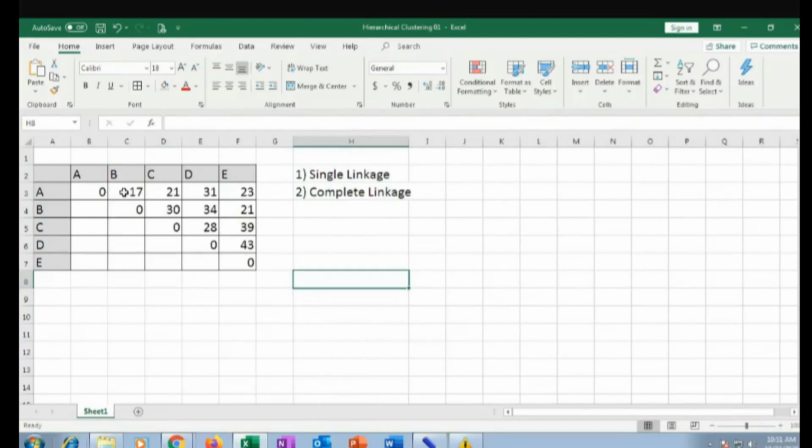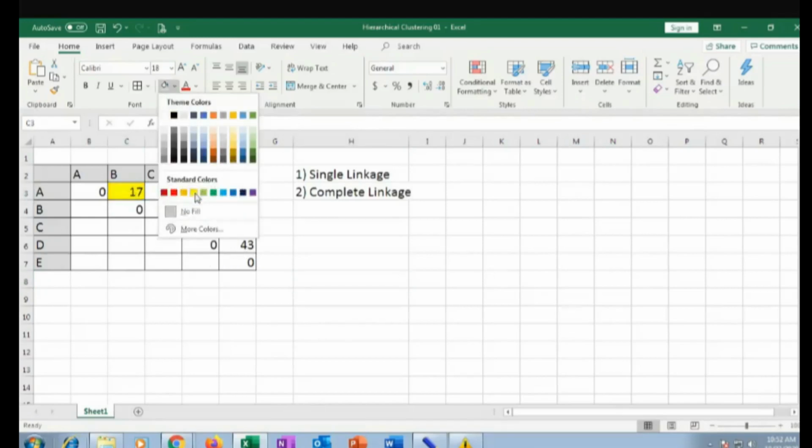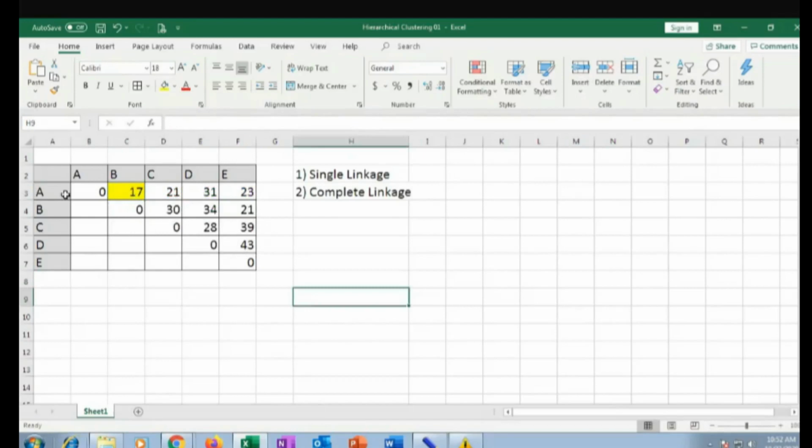As you can see, which one is minimum? 17 is minimum, so let me highlight this. 17 is minimum, so it means that A and B will be merged together. So I will write C, D, E, and then A, B merged together.